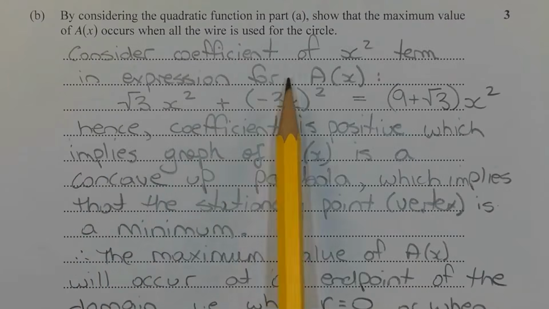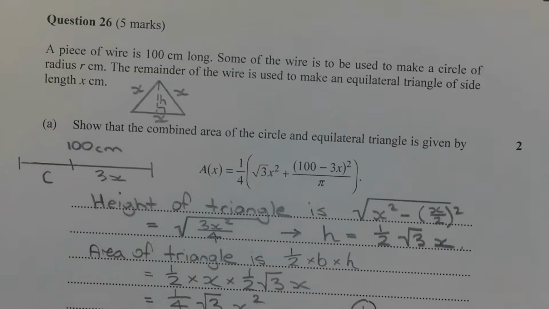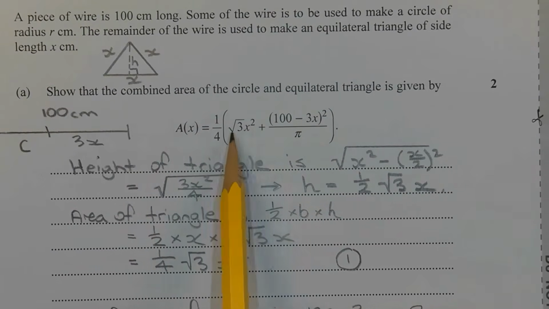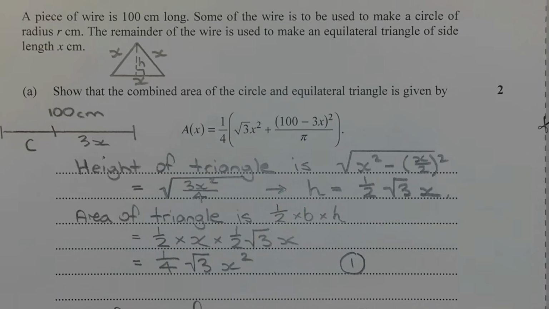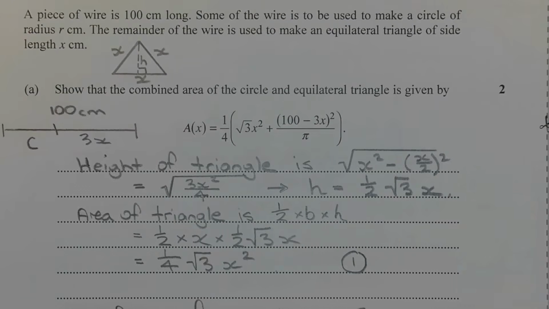Let's consider the coefficient of the x squared term in the expression for A of x. Going back to the expression in Part A, we have A of x is equal to 1 over 4 times this quadratic expression in the large set of brackets. And the coefficient for x squared determines the direction of the resulting parabola when it's graphed. If the coefficient of x squared is positive, it'll be a concave up parabola, which means the vertex represents a minimum point. And if the coefficient is negative, then it's a concave down parabola, so the vertex represents a maximum point.